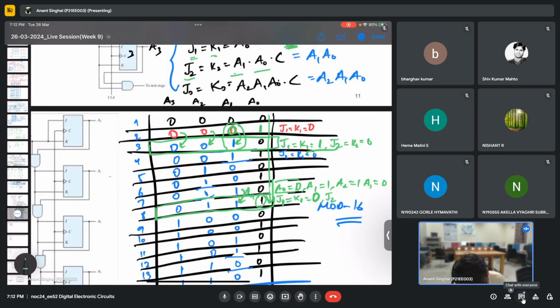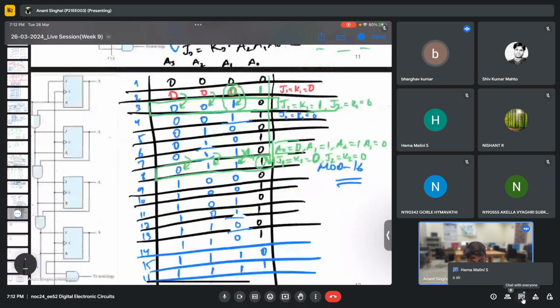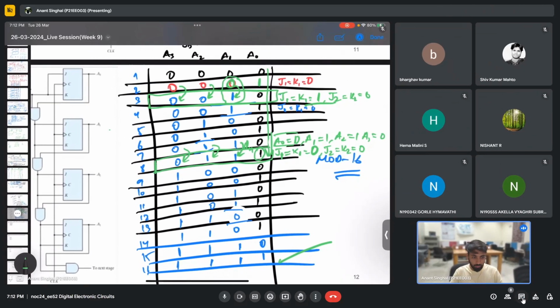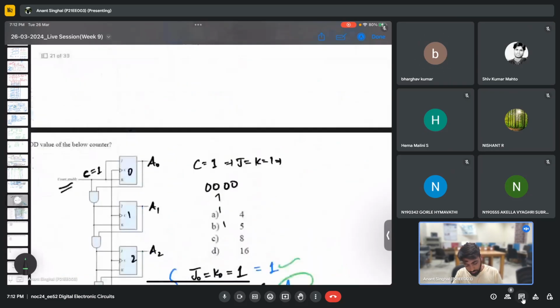Similarly, now J2 and K2 will be A1 times A naught, so that will again be 0 because of the AND operation, so this will again hold. Similarly, J3 will be A1, A2, A naught, so this will again be 0 and it will again hold. Is this step clear? Okay, fine. So this is what I have done in the whole table, and this is what I have got for all the 16 states. You can also try to solve this at home. So this is nothing but a mod 16 counter.